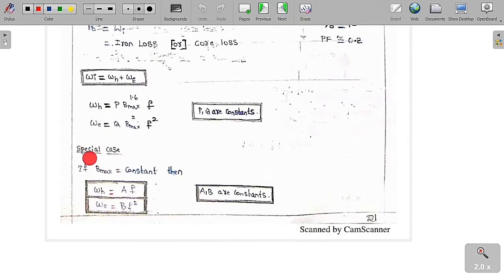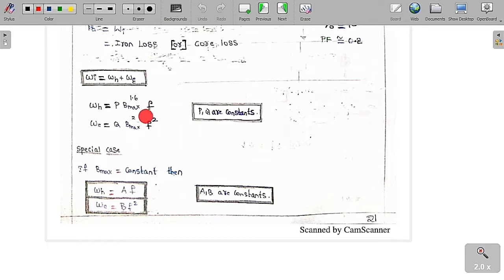So now we will go for a small special case. Suppose the maximum flux density is constant, then what is going to happen? Then the hysteresis loss is directly proportional to frequency, and the eddy current loss is directly proportional to the square of the frequency. So if you remove the proportionality constant, you get hysteresis loss equal to A into F, and eddy current loss equal to B into F square, where A and B are said to be constants.